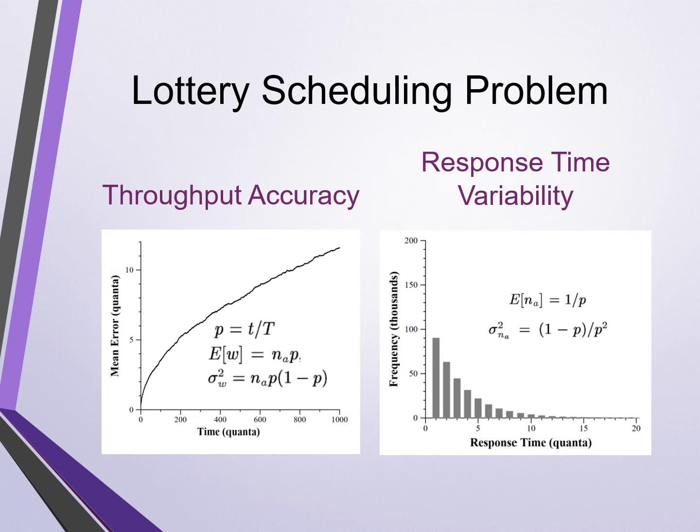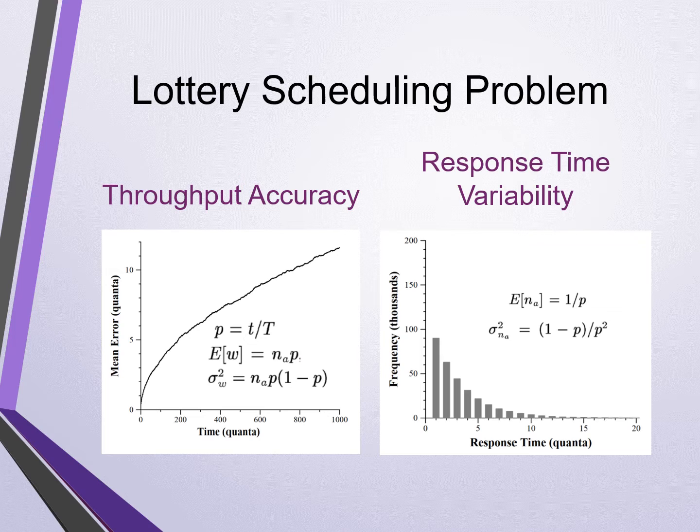The probability P that a client holding t tickets will win a given lottery with a total of capital T tickets is simply P equals small t over capital T. After n_a identical lotteries, the expected number of wins is E[W] equal to the number of allocations times the probability, with the variance sigma squared equal to the number of allocations times the probability times 1 minus that probability. Mean error slows down but still grows over time.